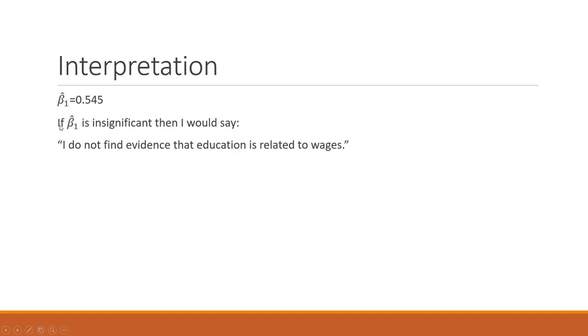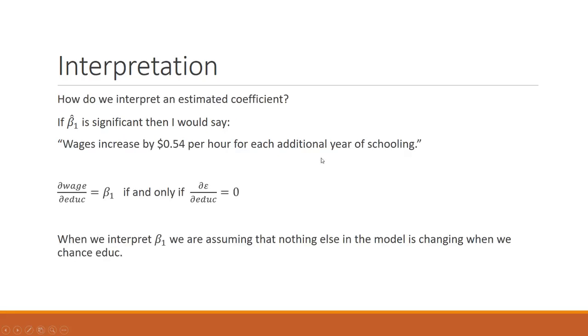Now, if beta 1 hat is insignificant, then I would say I do not find evidence that education is related to wages. I basically fail to reject my null hypothesis. If I fail to reject my null hypothesis, that means I don't have evidence to suggest that beta 1 is not equal to 0. And so I have to say I do not have evidence that education is related to wages.